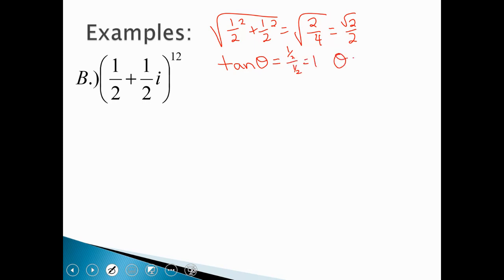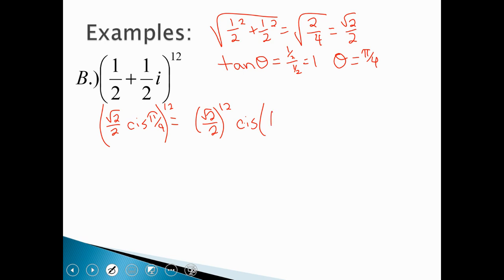So theta, where does tangent equal 1 in the first quadrant? It is pi over 4. So our complex number in polar form is square root 2 over 2, cis pi over 4. So in order to do the 12th power, we need to take square root 2 over 2 to the 12th power, and then we need to multiply our angle by 12.